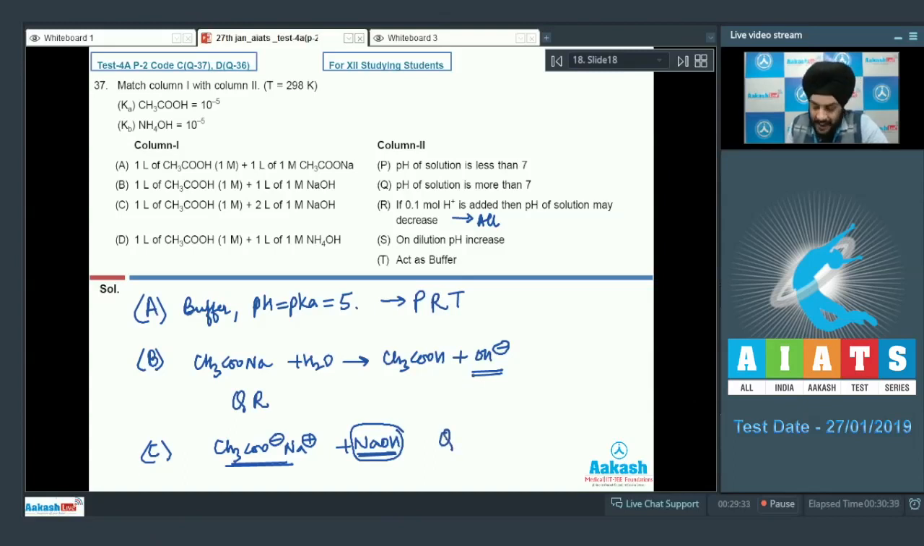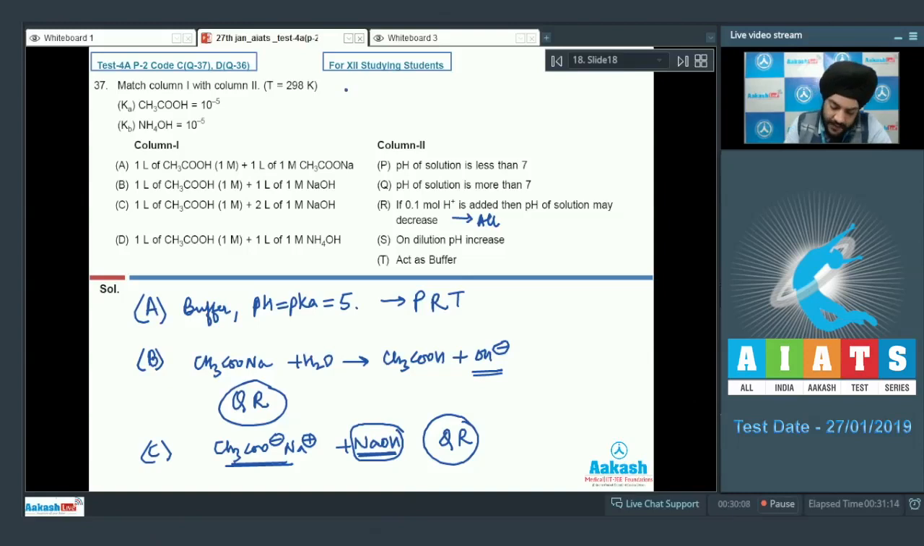If we talk about R, it has to be matched with every option. Now if we talk about S, that on dilution the pH increases. So we have OH- ions in the system, and if we increase the volume, the concentration of OH- shall decrease, which means that the pOH shall increase, which will follow that the pH shall decrease. So S will not be matched with option C as well. This system does not act as a buffer. So the correct matching for option C is also going to be Q and R like the previous option.